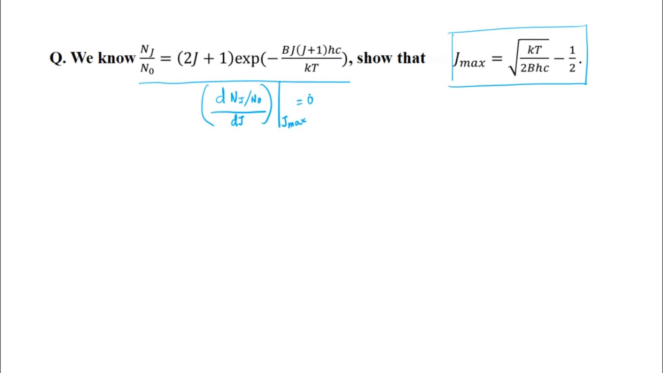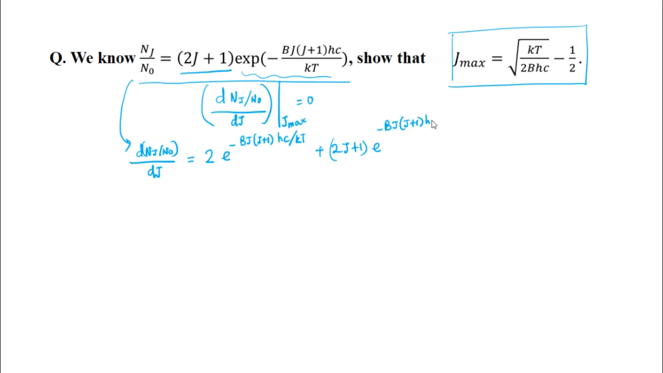So, let us evaluate d(N_J/N_0) divided by dJ from this expression. For this, we take the derivative of the first term, that is 2 times the exponential term, e to the power minus B J (J + 1) h c by k T, and then we keep this term constant, that is (2J + 1), and take the derivative of the next term. So we have the exponential of minus B J (J + 1) h c by k T, and we have J here, so we take the derivative of this, that is times minus B h c (2J + 1) divided by k T.